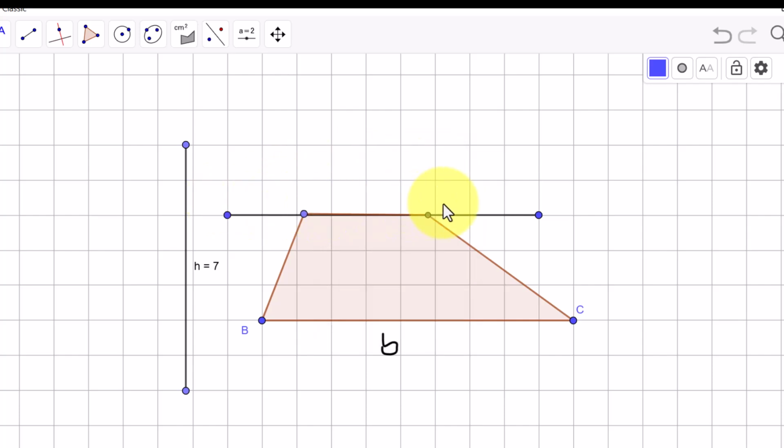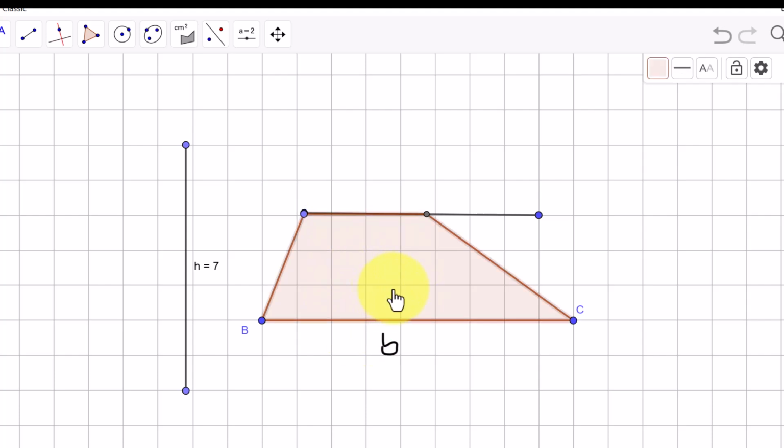By the time you cut off the head of a triangle in such a way that this top here is parallel to the base, you will see that a trapezium is formed. That is how a trapezium is formed. So take note of that.